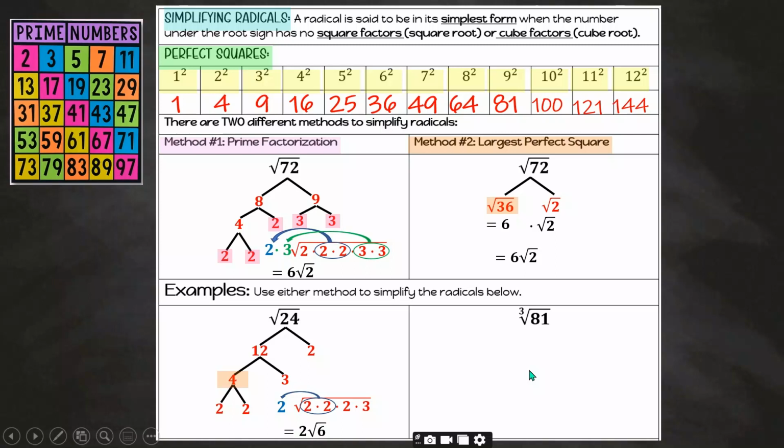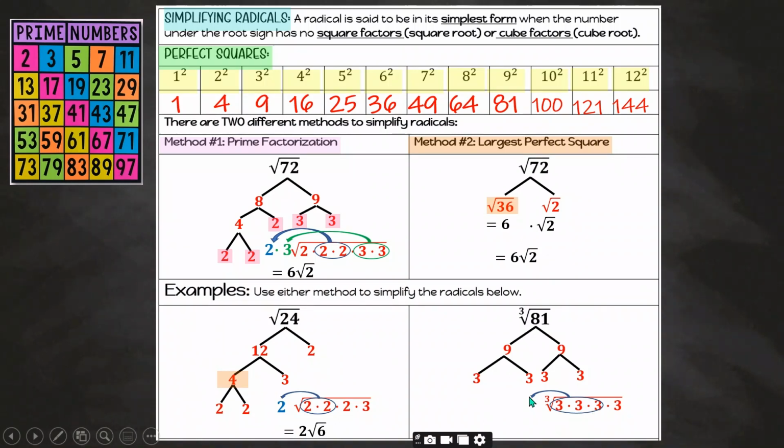Now in this next example, I'm looking for the third root of 81. Well, 81 can be factored into 9 and 9. 9 can be factored into 3 and 3. And so the cube root of 81 could be rewritten as the cube root of 3 times 3 times 3 times 3. Now, because my index here is 3, I have to have 3 numbers underneath the radical in order to take one out. So I have 3 numbers, 3 threes.